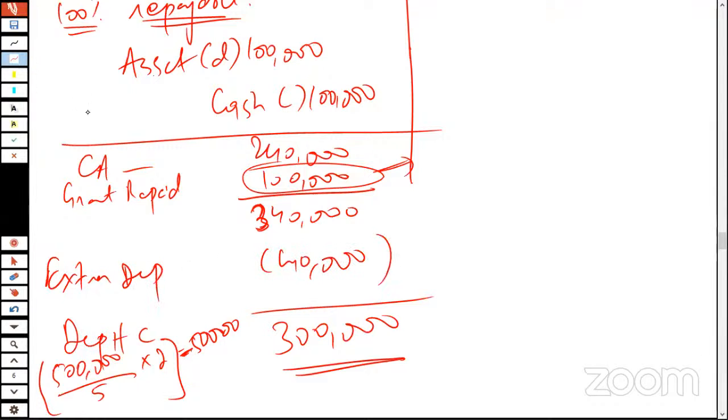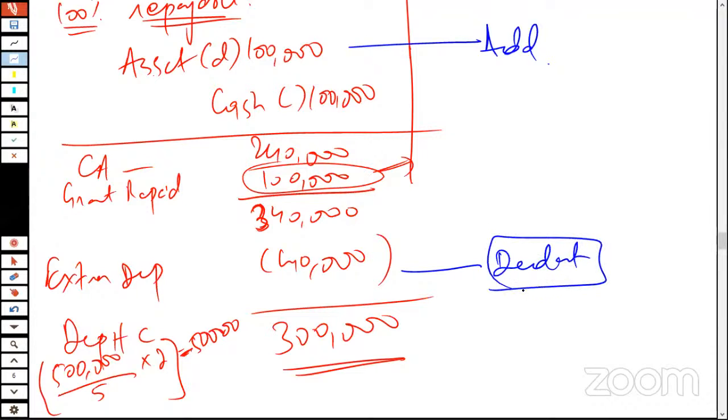So now try to understand. If you had deducted this grant from the cost of the asset, then one thing is you would add up to the cost of the asset and you would deduct the extra depreciation that is being charged. You would recognize this in the P&L. Do you people get it?